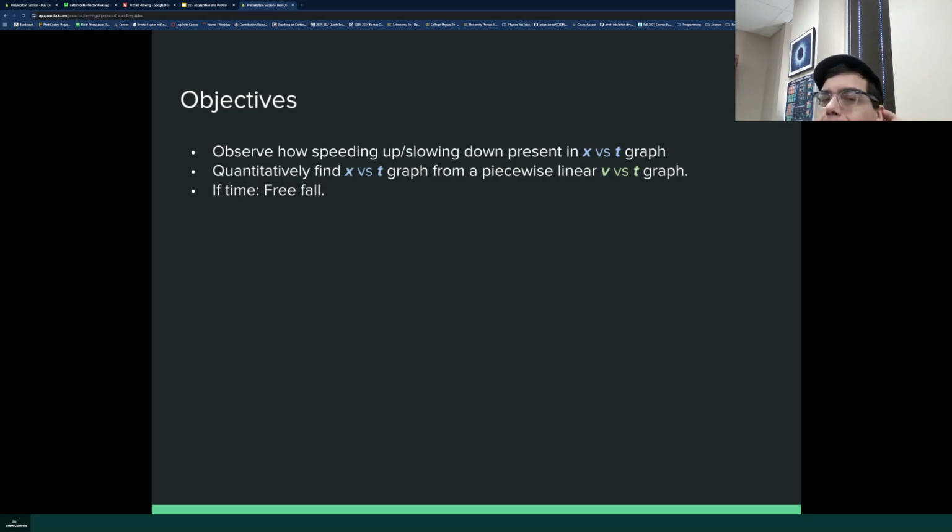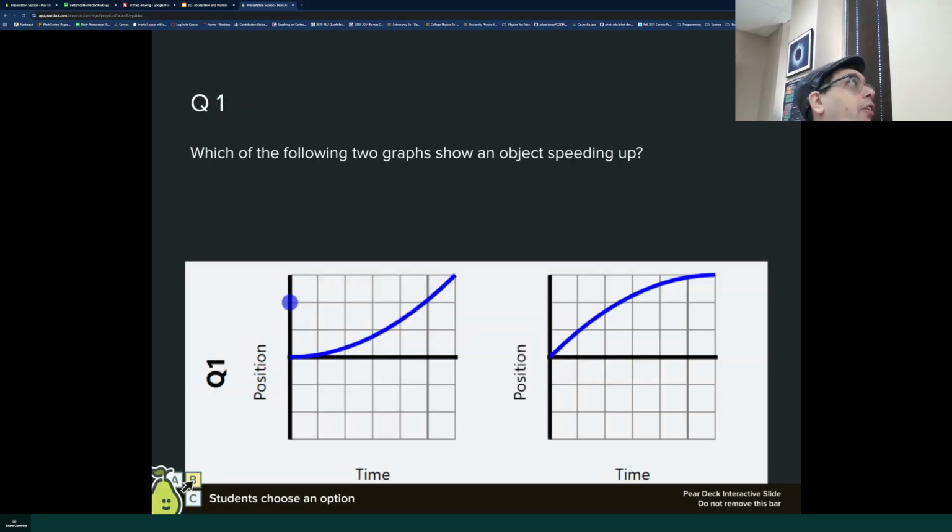So we're going to be looking at position versus time graphs first to see how we can find speeding up and slowing down in them. And then secondly, how we can actually create a position versus time graph given a velocity versus time graph. We're definitely not going to have time to get into free fall.